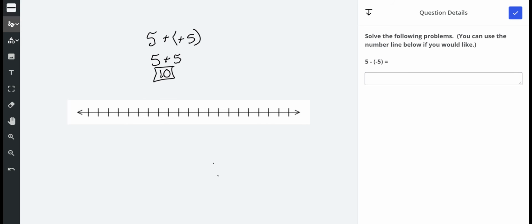So if we start at 5 and we add 5, 1, 2, 3, 4, 5, we wind up here at 10.